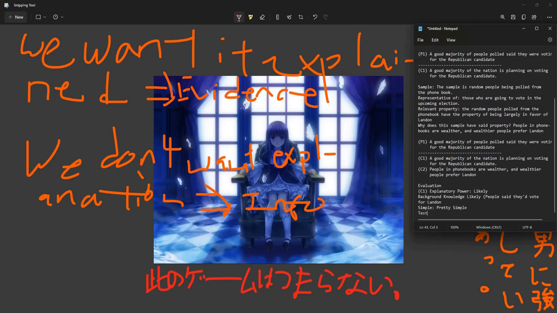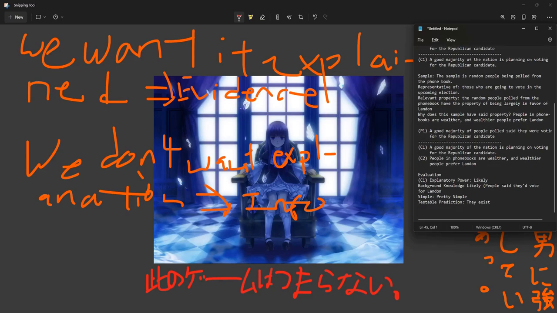And then finally, testable predictions. And the answer is they exist. And you can tell they exist because that's how they got the example in the first place. They polled people, and in the poll they got that people wanted to vote for Landon, the Republican candidate, as opposed to Roosevelt. And now let's do C2.